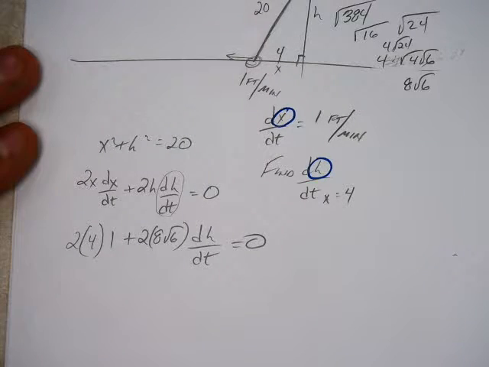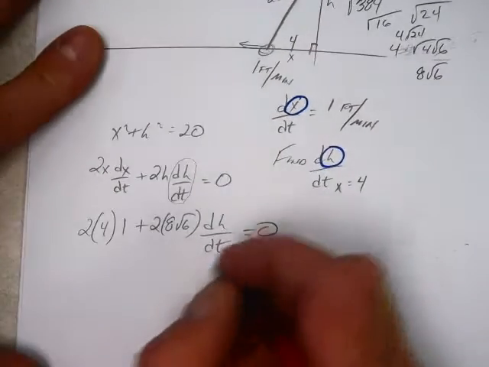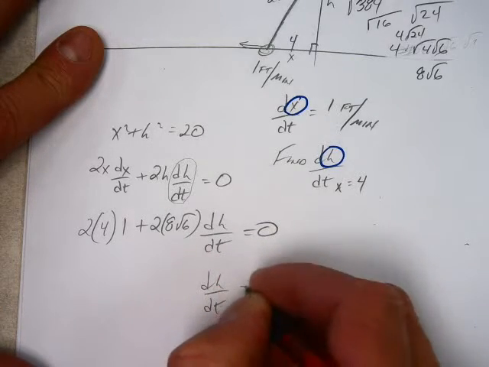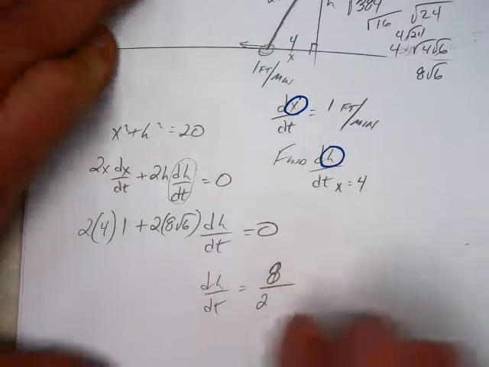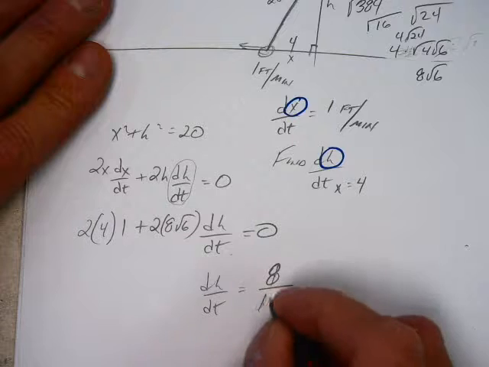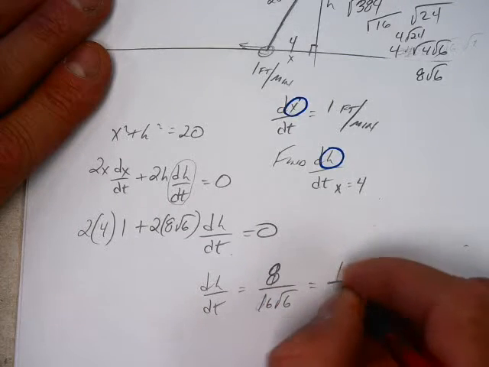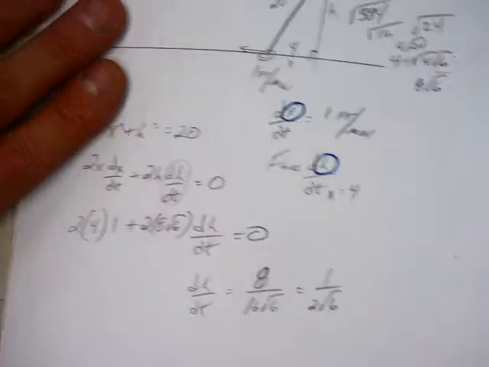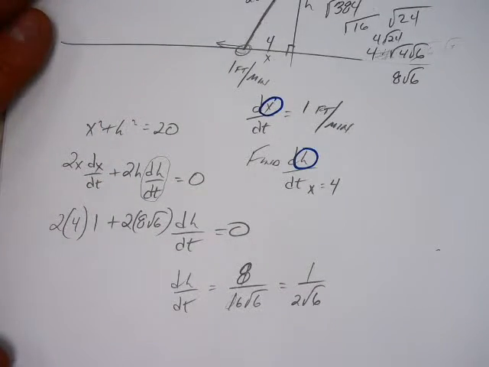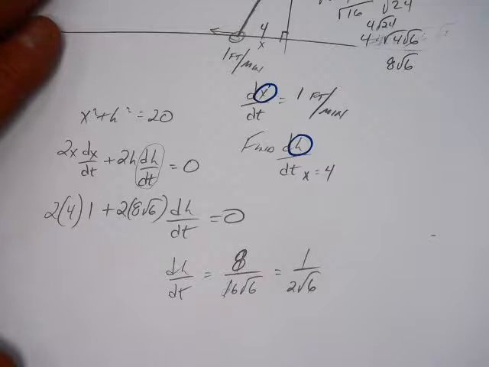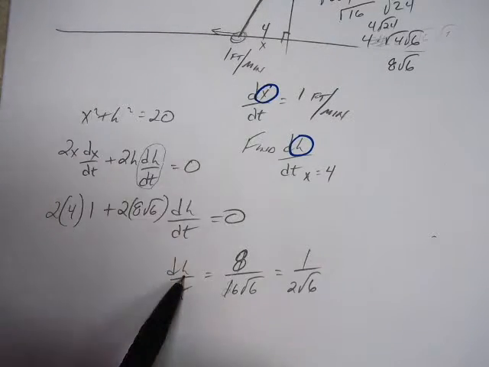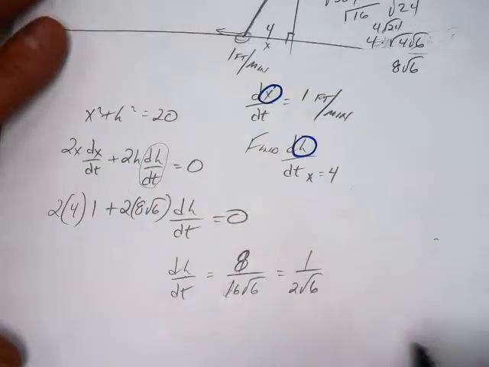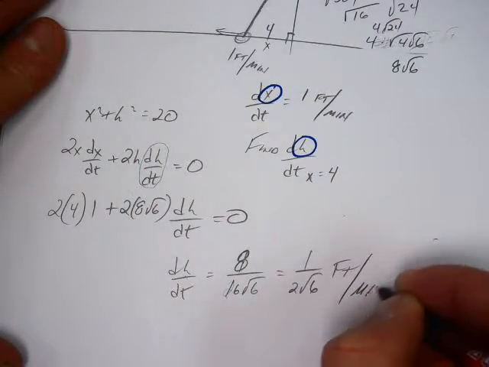Now we could solve for dh dt, right? Yeah, this is very similar to the implicit differentiation at this point. So dh dt equals 4 times 1, so 4 divided by 8 square root of 6, which is 1 over 2 square root of 6. Okay. What would my unit be? What per what? Now this is just height. It's not area like my last one. This is just height. How quickly is my height changing? It would be feet per minute.